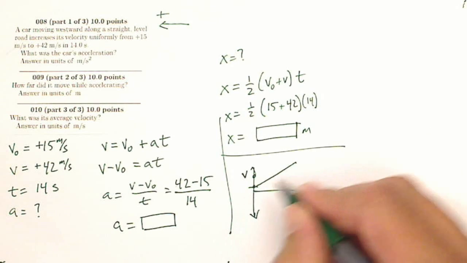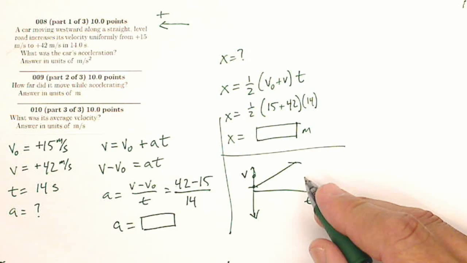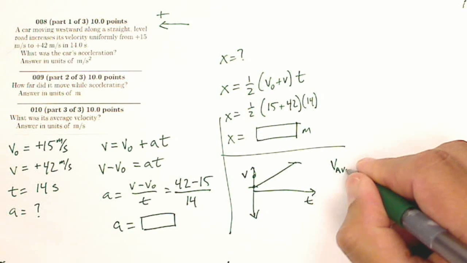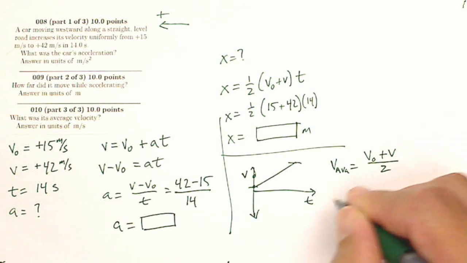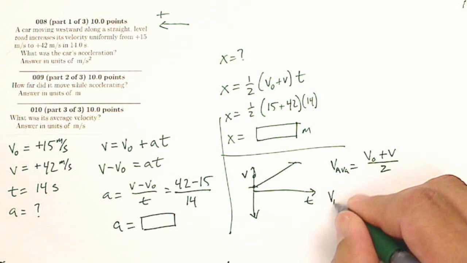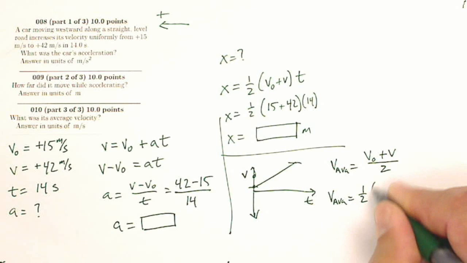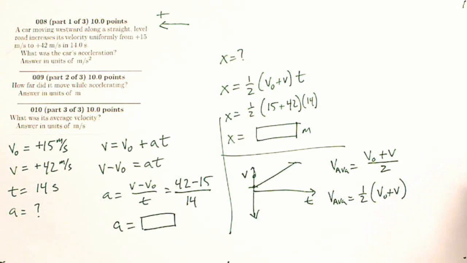Now what's the average of 15 and 42? It's just what you would expect an average to be. So my average velocity is going to be my initial velocity plus my final velocity divided by 2. Or as I write it in other places, I say that my average velocity is going to be 1/2 of V0 plus V. So when I have my equation that says my position is 1/2 V0 plus V times T, then I'm saying that's my average velocity times time. So if my average velocity is 1/2 V0 plus V, then in this case my average velocity is going to be 1/2 of my 15 plus my 42. And that will give me an average velocity that will be plugged in.